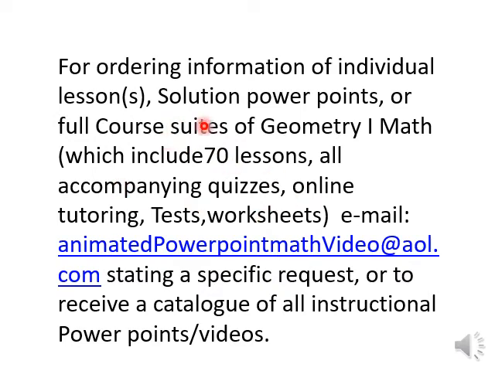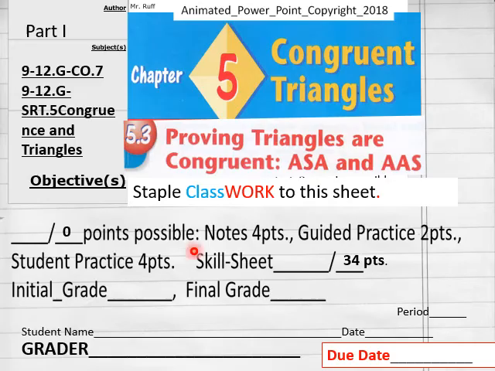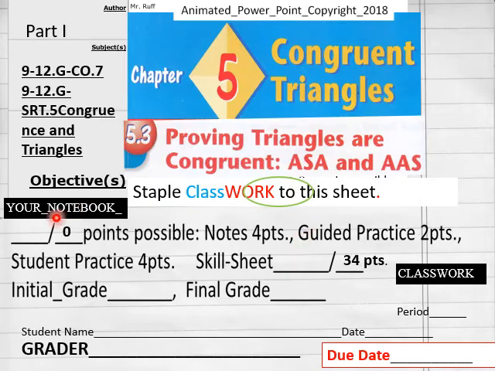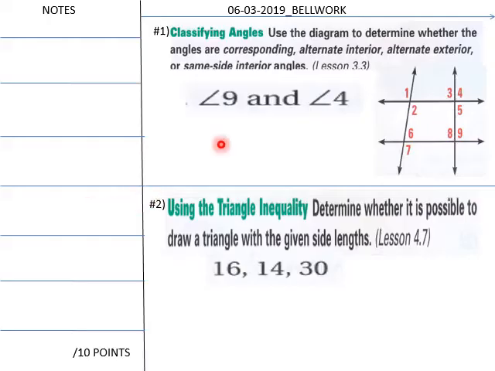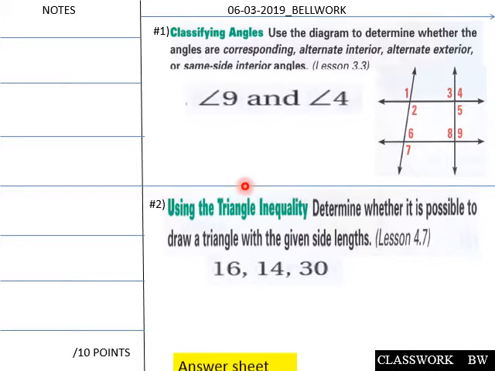Hello everybody, getting ready to do lesson 5.3 of Geometry 1 Math. 5.3, proving triangles are congruent using ASA and AAS. And we have a skill sheet, classwork sheet 34, and note taking. Teachers, here is your bell work for the day.